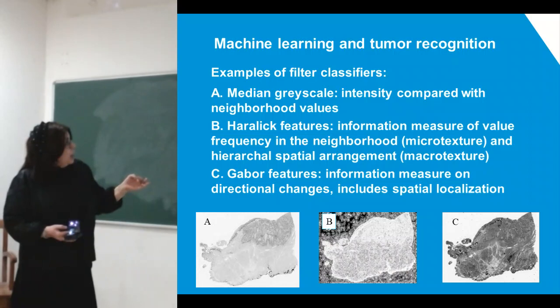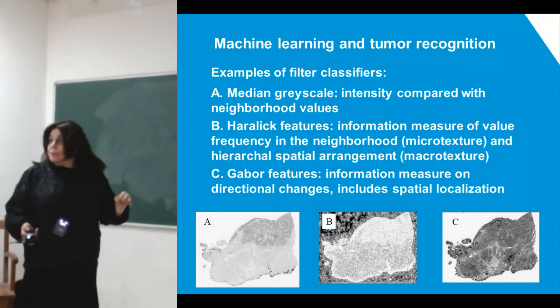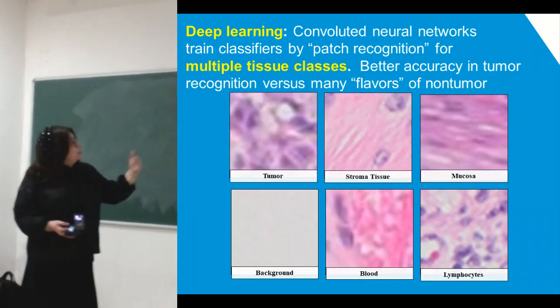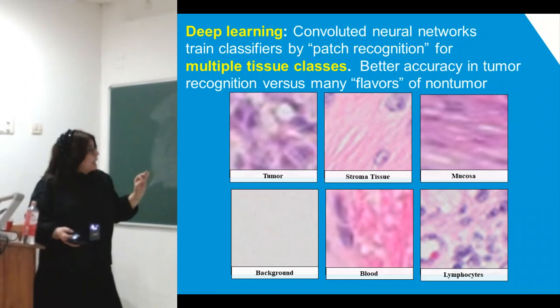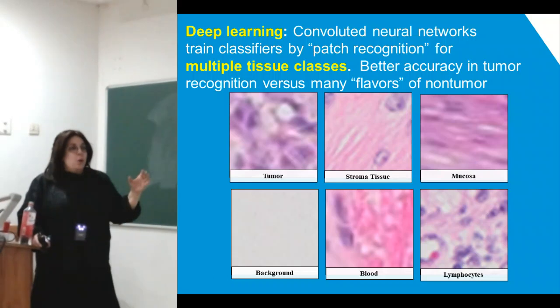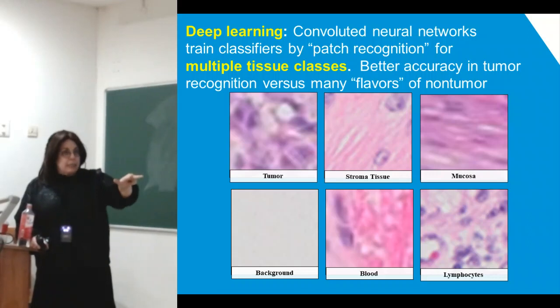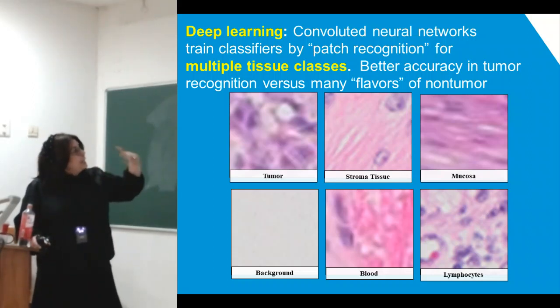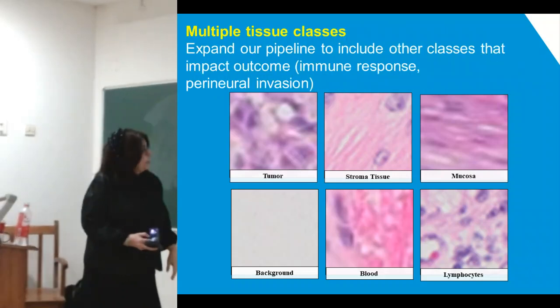And so I won't go over this. Scott's gone over this. This is filter classifications, and then deep learning, looking at multiple tissue classes. And what we've realized is that the tumor classification is probably more accurate when you can teach a pipeline to say it's not tumor because it's A, B, or C, rather than yes, no, tumor, no tumor. So it's tumor or A, B, C, D, E. So you're recognizing many different flavors of non-tumor.